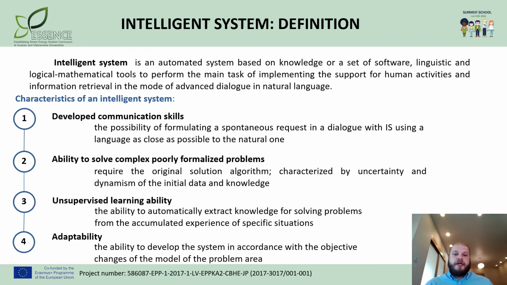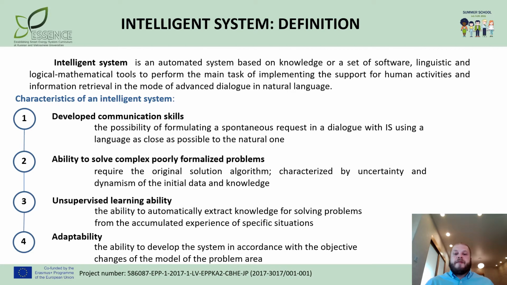The next feature is unsupervised learning ability. It's one of the main features because when you create the intelligent system and implement it at industry facilities, it is really expected that in subsequent years this system is going to be smarter. So it means that the system is able to automatically extract knowledge for solving problems from the accumulated data, from the accumulated experience. And the last one is adaptability.